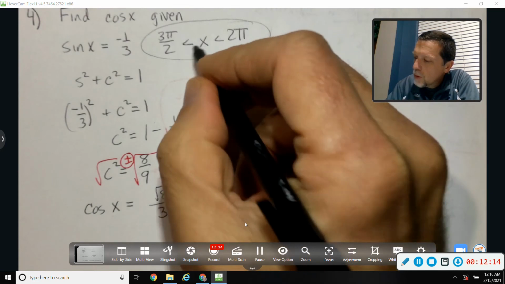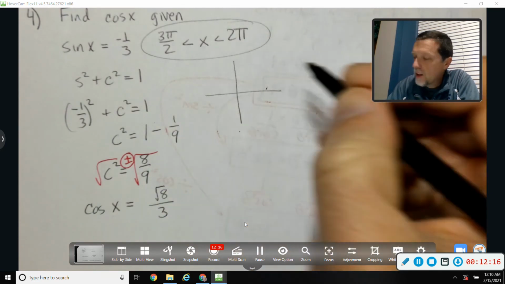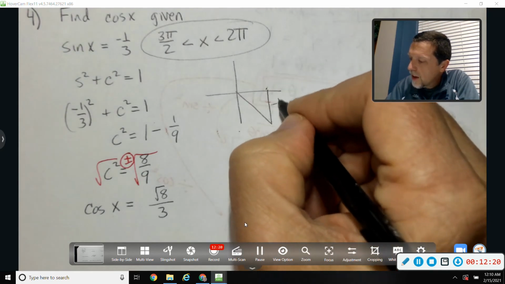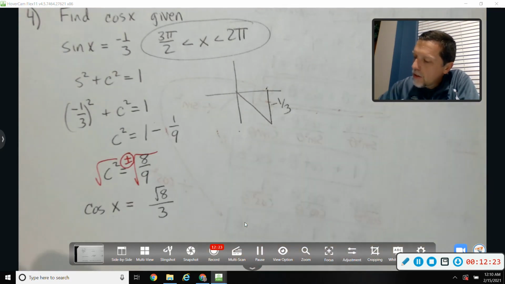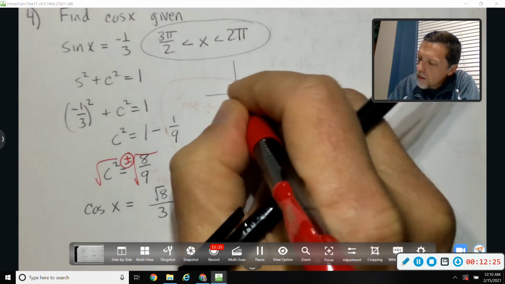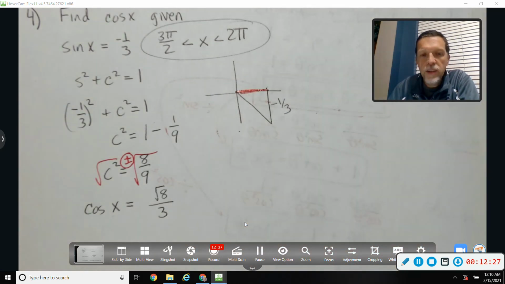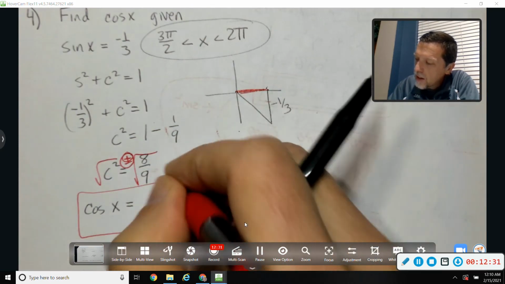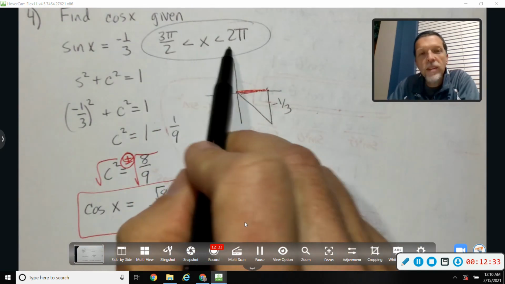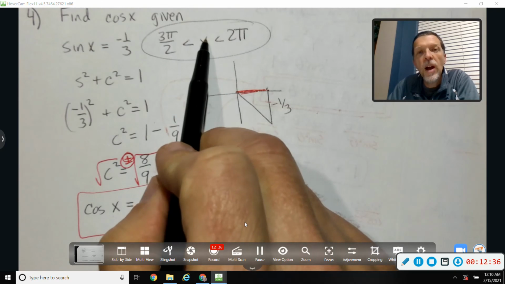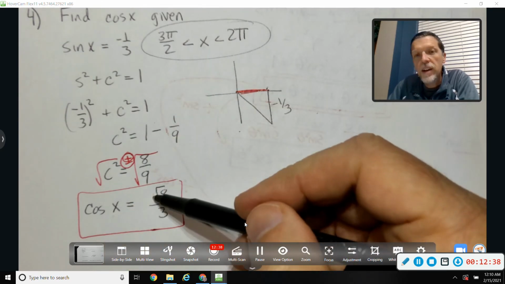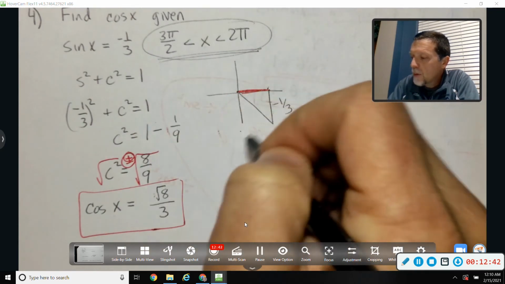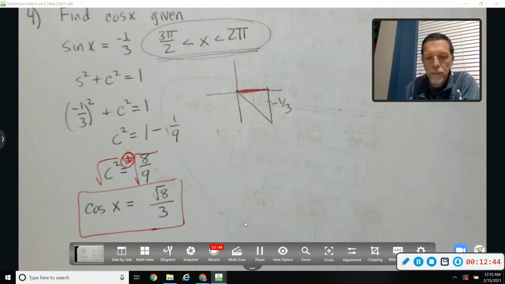So x is between 3 pi over 2 and 2 pi, so that's 4th quadrant, so somewhere in here. So there's sine at negative 1/3. Cosine's right here, so cosine would be positive. So I know that I need to use the positive one, not the negative one, and that's why they gave me this information. If they did not give me that information, I wouldn't know if cosine was positive or negative. So that seemed strange at the beginning, but it helped me pick the plus or minus.